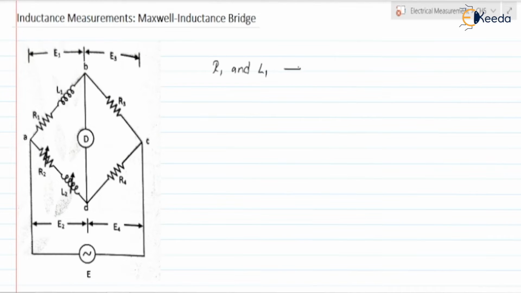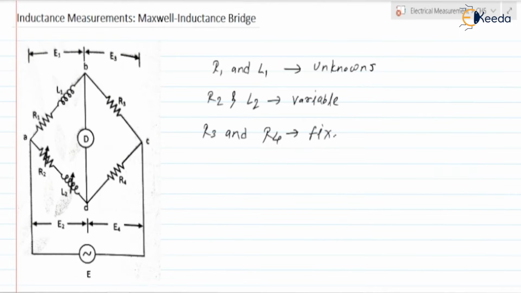These are the unknowns or unknown elements we can write. Next R2 and L2, these are the variable elements and these are known. R3 and R4 are the fixed resistors. These are fixed but the values are known.